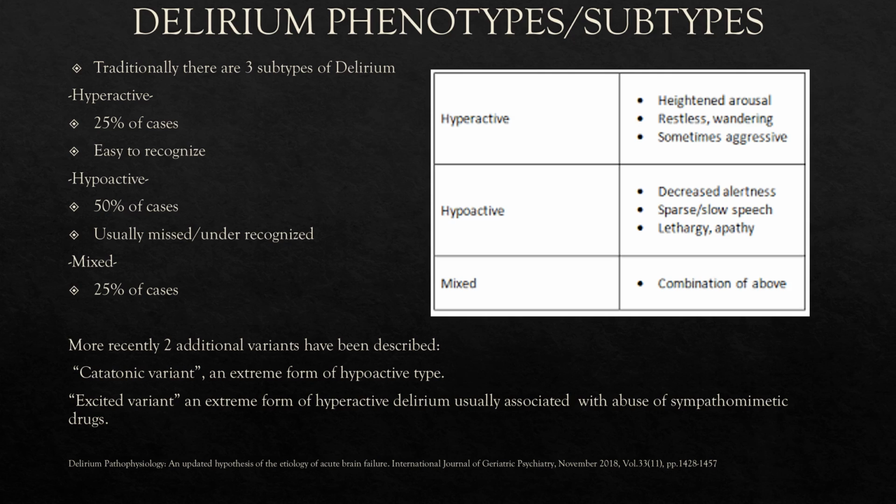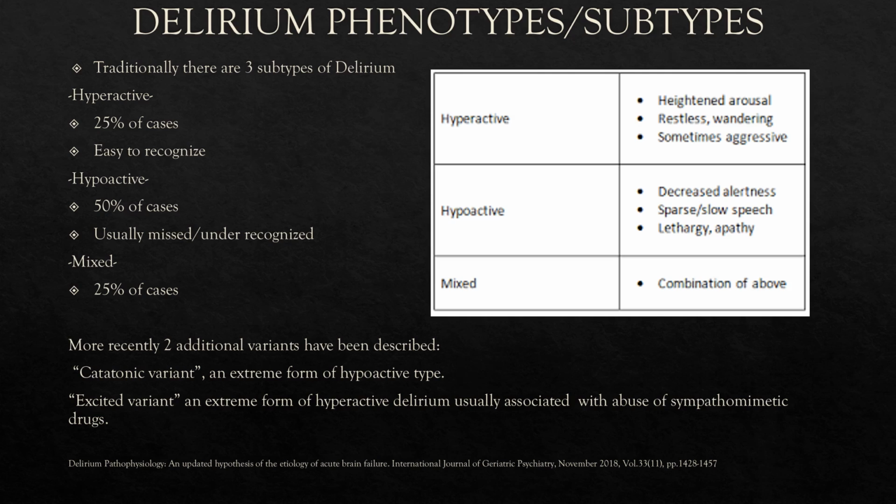The hyperactive subtype of delirium is very easy to recognize and constitutes 25% of the cases. Symptoms of the hyperactive subtype of delirium include heightened arousal, restlessness, wandering, and can include aggressive behaviors. The mixed subtype is a combination of hyperactive and hypoactive.